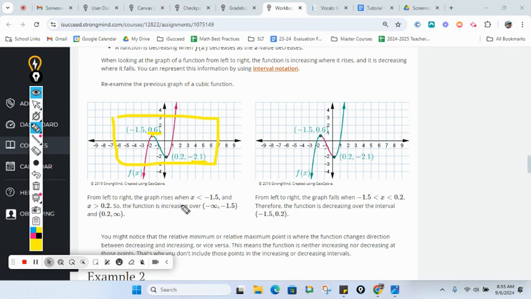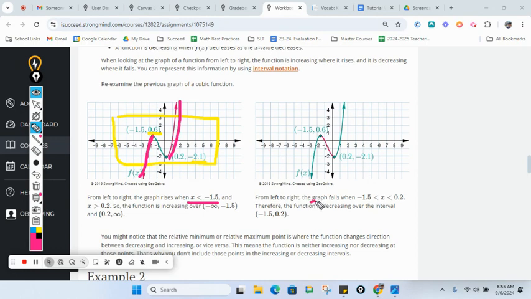Now here down below, we're looking at what's called interval notation, and what this is doing is describing what the graph is doing. The graph rises. So remember, we read graphs from left to right. So if I were to walk this graph, I'm going up in this section. So wherever x is less than negative 1.5, we'd be going up. We're going up again right here.